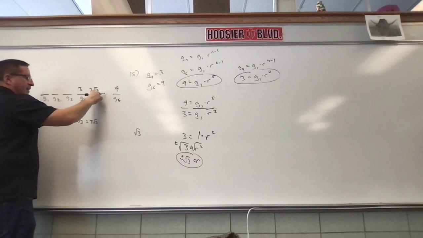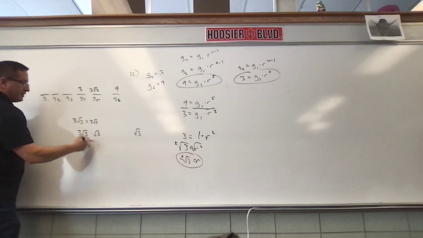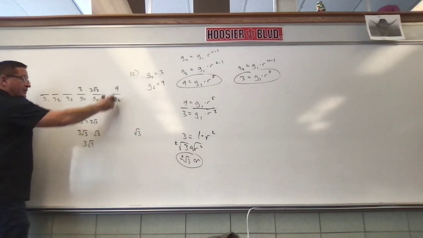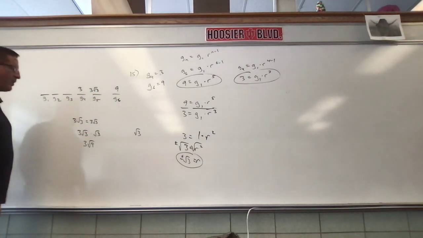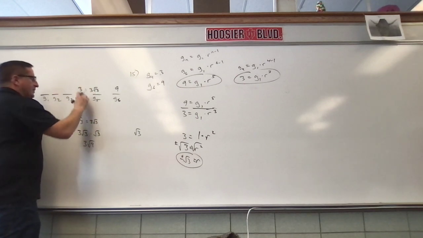Now how do I get this term? I take this and times by radical 3. Well, what's 3 radical 3 times radical 3? 3 radical 9. And what's radical 9? 3 times 3, which is 9. Now what about the negative one? Well, what if it was negative?